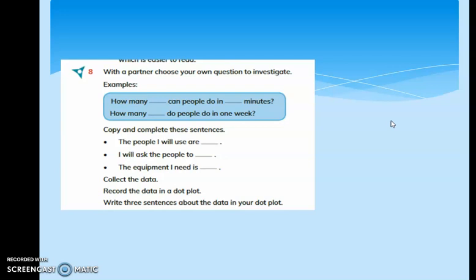For that I need a book and a pencil. So collect the data, record the data in a plot.